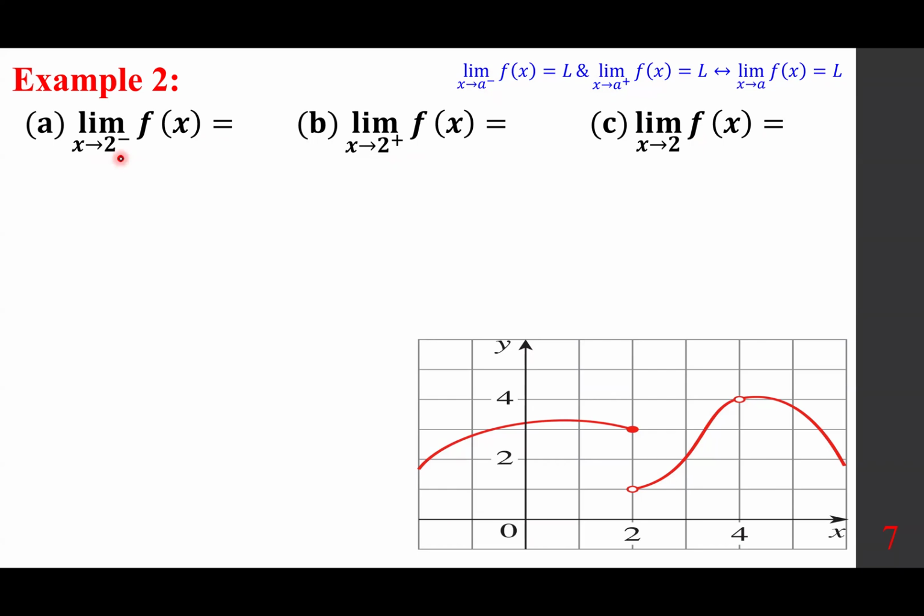So you find the number 2 along the x-axis. From the left side of 2, we are moving this way. As far as the curve is concerned, we are moving this way. That means we are moving towards this point, and this point has a y coordinate 3.